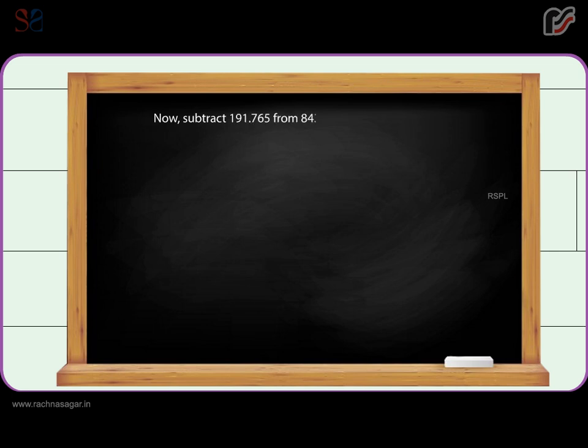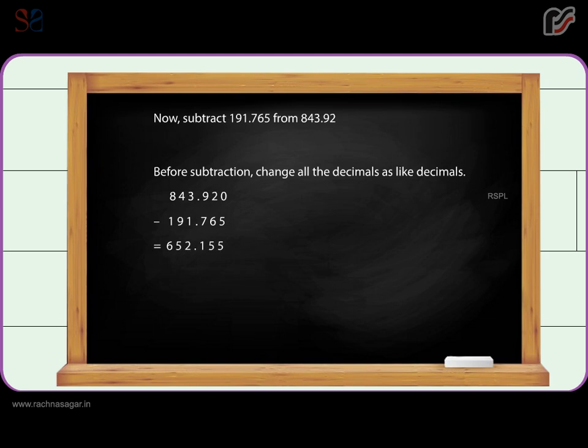191.765 from 843.92. Before subtraction, change all the decimals as like decimals. 843.920 minus 191.765 is equal to 652.155.